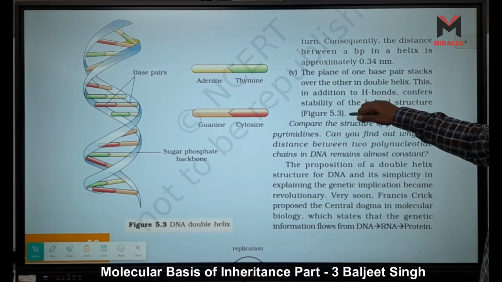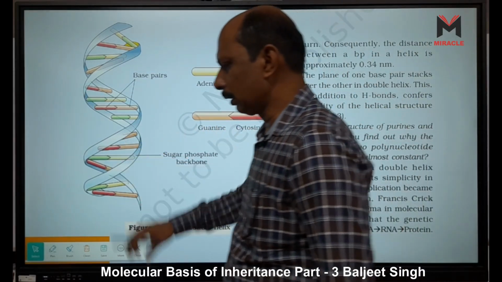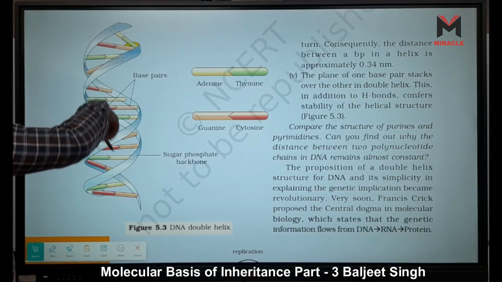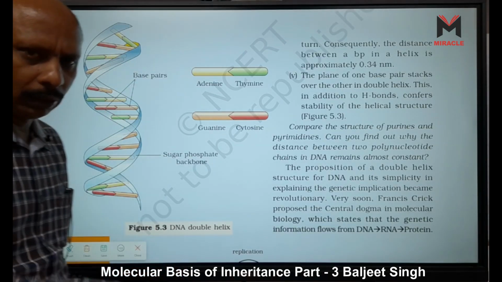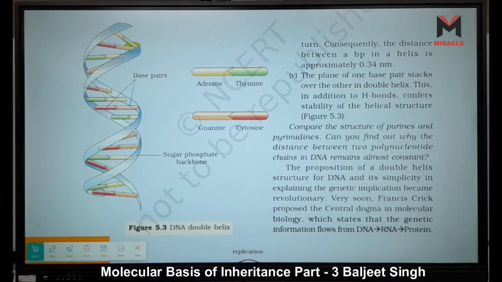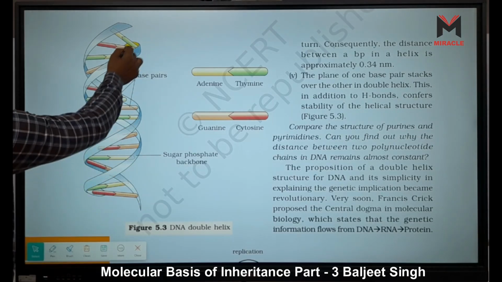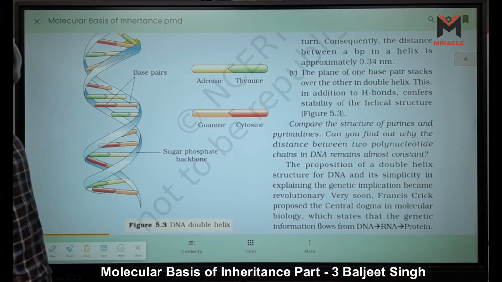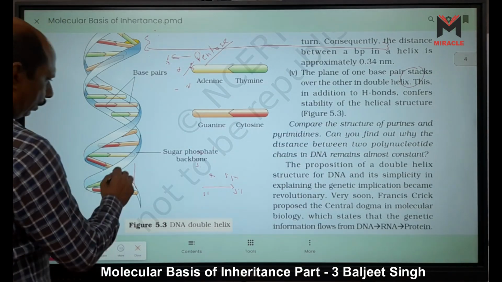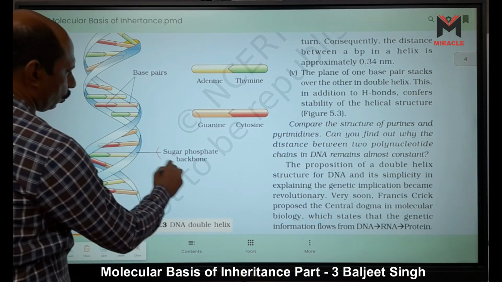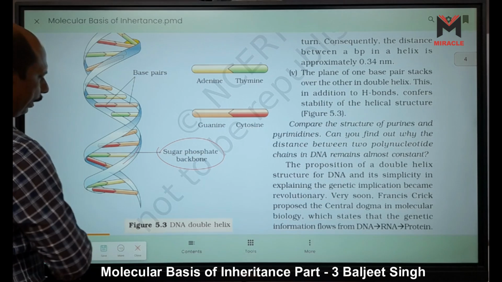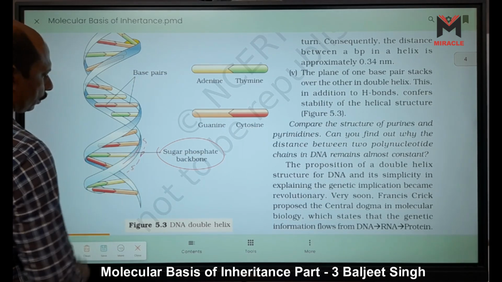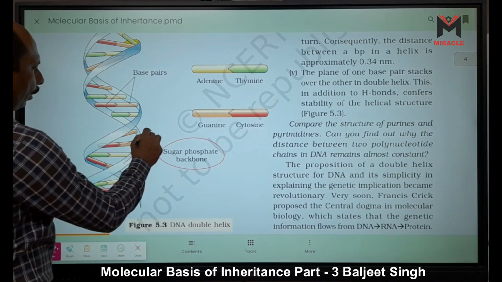Now another structure is given here. Simply, this is the structure of DNA, a coiled structure. We can say a coiled or twisted ladder-like structure, right? These are base pairs, and this is the sugar-phosphate backbone. It is made up of sugar, then phosphate, then sugar, then phosphate, like this. And this side is the nitrogen base.